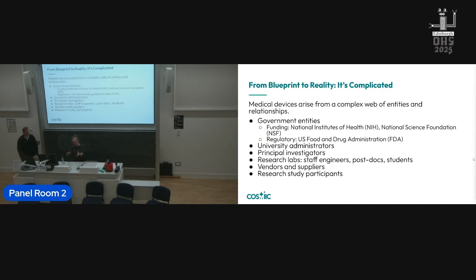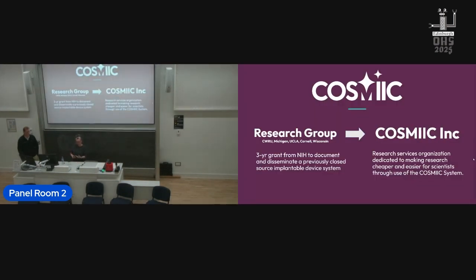So you have this thing, and that is great. And what do you do with it, and how does it move forward? One of the ways that we participate in the decision-making every day is the research group, which is about a 40-person group at Case, sort of made Cosmic Inc. exist. Cosmic Inc. is a very small startup. And we are a research services organization, and we are dedicated to making research cheaper and easier for scientists through the use of the Cosmic system.